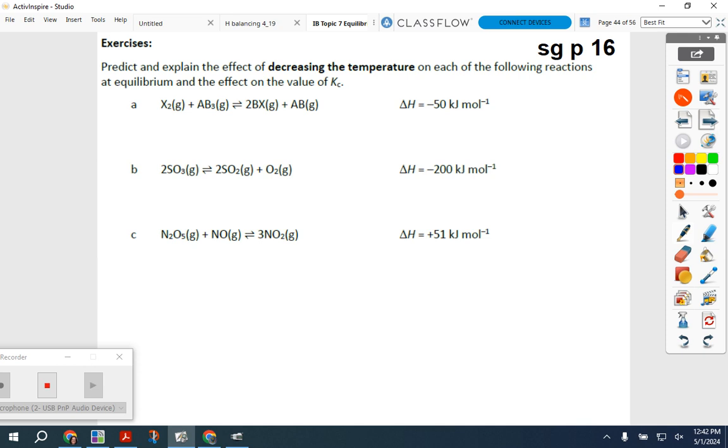If delta H is negative, that means we started reactants at a particular temperature and we ended at a lower temperature. That change in temperature is negative, and we are releasing that energy. That difference in energy gets released as heat. Okay?